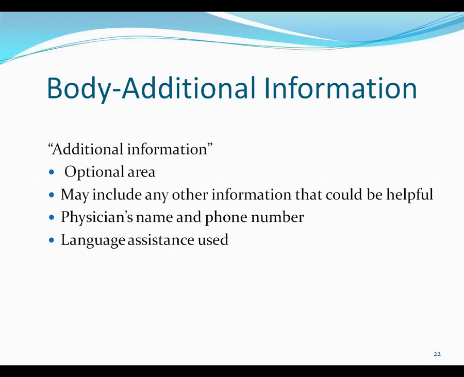The next section is additional information. This is an optional area, but if there's any information that could make it more helpful so the patient understands this better, you could put that information in this section. If they were a little upset that the doctor had decreased the nursing, you could put the physician's name and phone number if the patient wished.